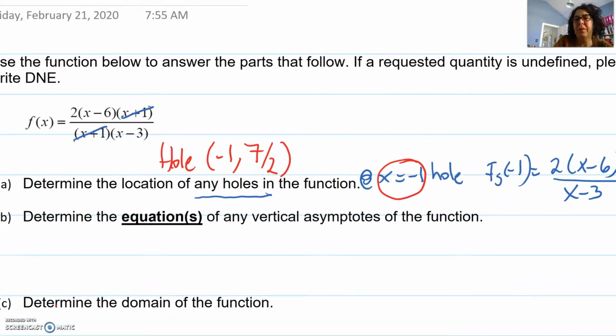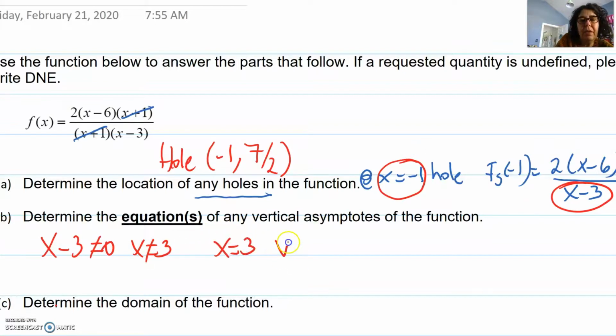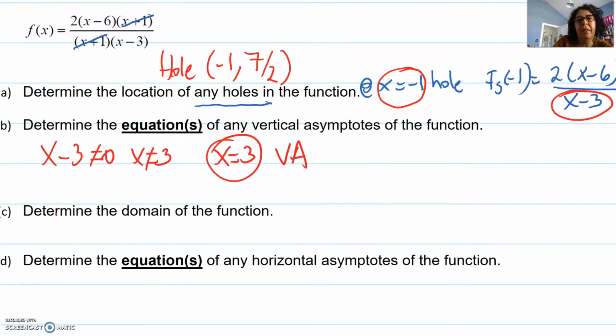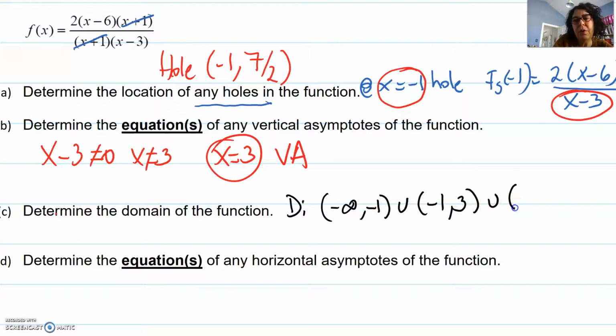All right, determine the vertical asymptote. For the vertical asymptote, we're looking up here, right? So x minus 3 cannot be equal to 0. X cannot be equal to 3. That's why x equals 3 is the VA. That's the answer. So we know these two red circles. Now we can decide the domain. In the domain, we cannot have -1, we cannot have 3. So the domain will be negative infinity to -1, union -1 to 3, union 3 to positive infinity. This is the answer. Let's put the check marks next to it.